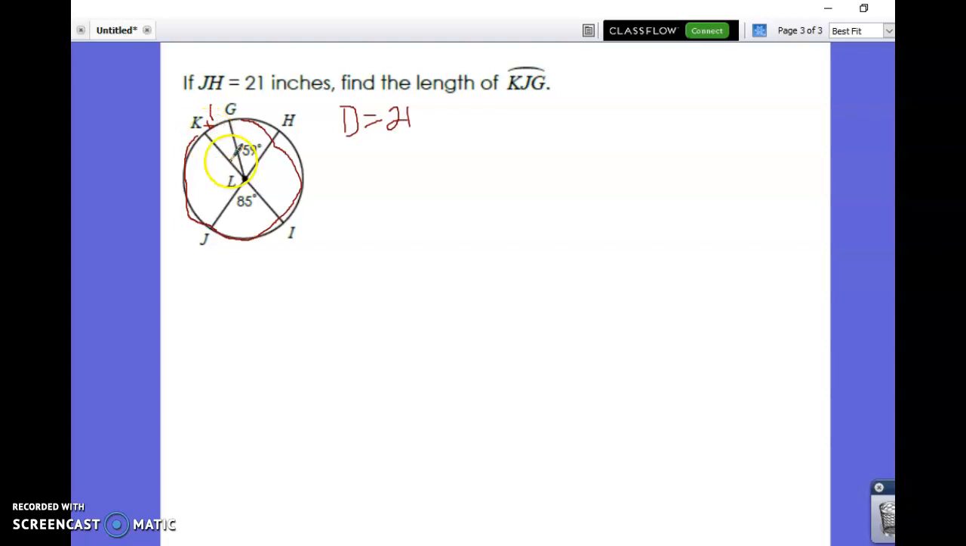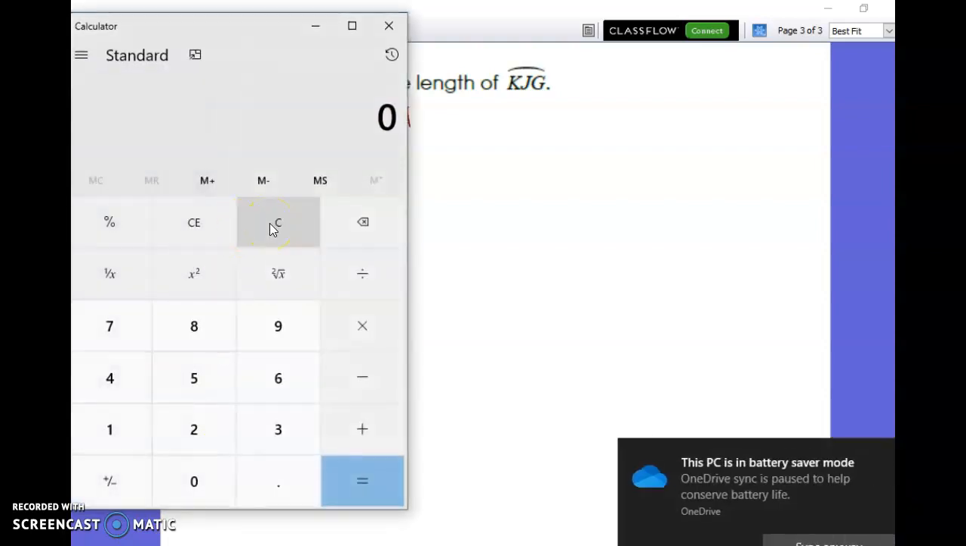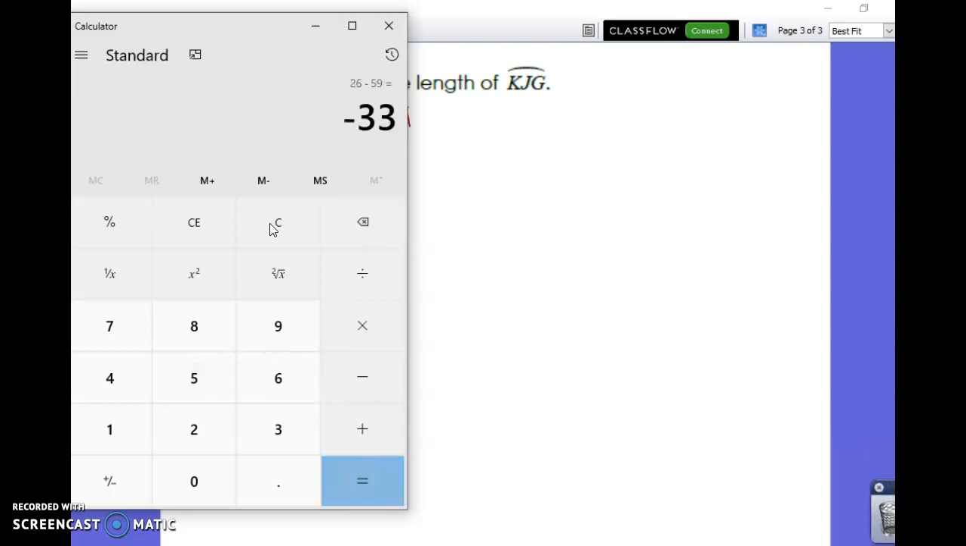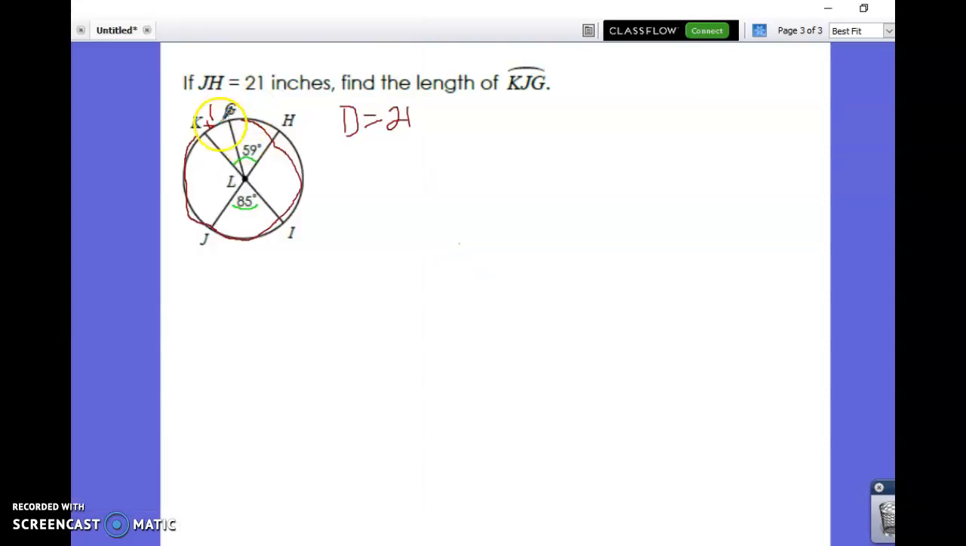Now, if you look at KLH, this whole angle right here is vertical to JLI. So these two are vertical, so that means they're going to be the same. Let me go ahead and mark the angles I'm looking at. So this whole angle and this whole angle is 85, because they're vertical angles. So from there, we can just do 85 minus the 59 to get the missing piece. The missing piece is 26. So this right here is 26.